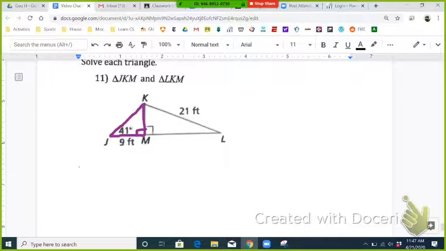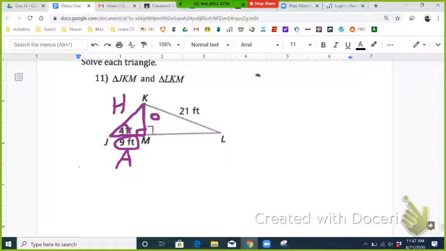We can't use the Pythagorean Theorem because we only know one side. So that means you have to use SohCahToa, or if it's a special right triangle, you could do that. Now if we use 41, KM is going to be the opposite leg, and JK is going to be the adjacent leg, and JK is the hypotenuse.